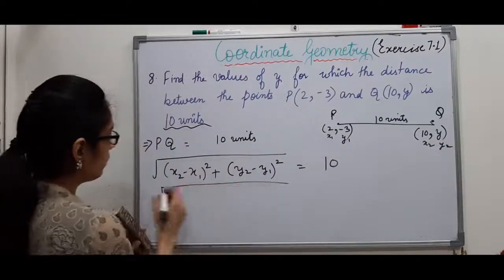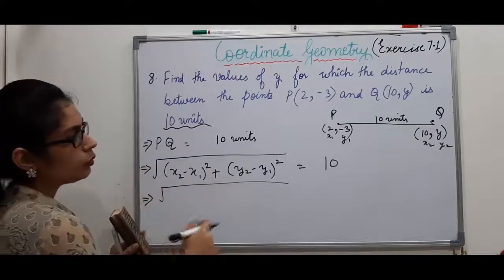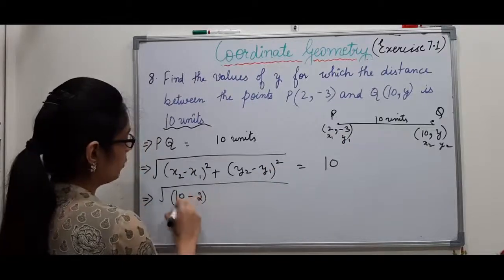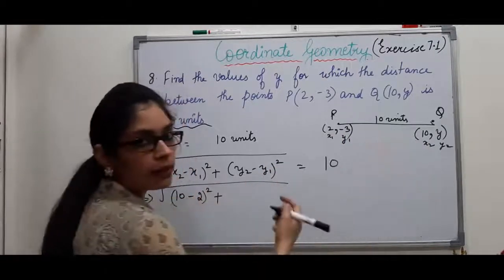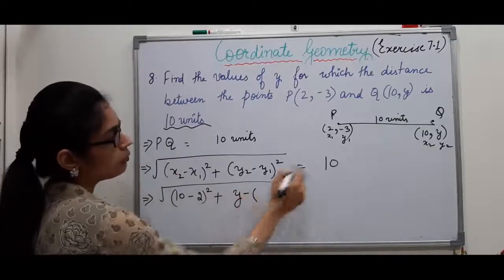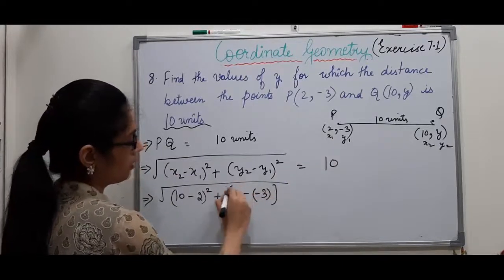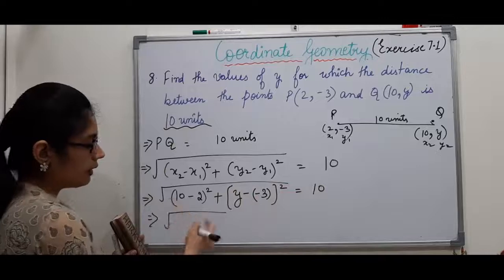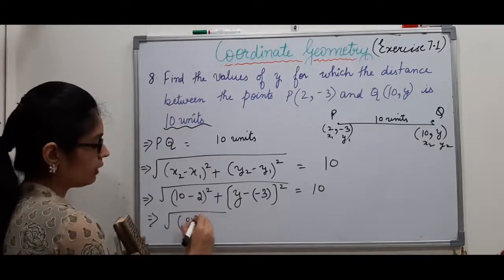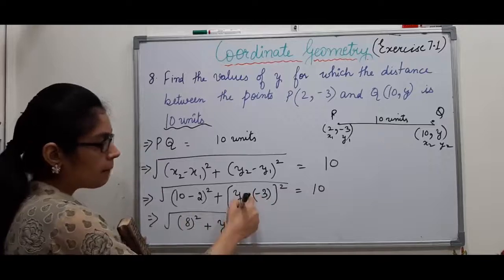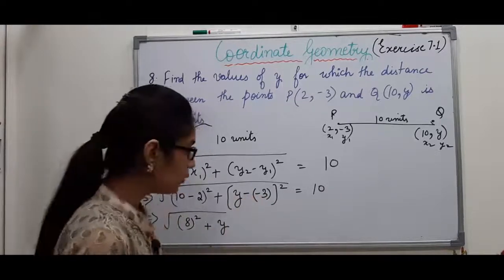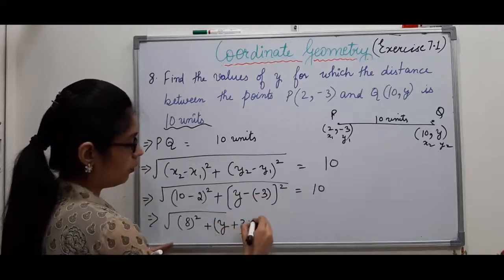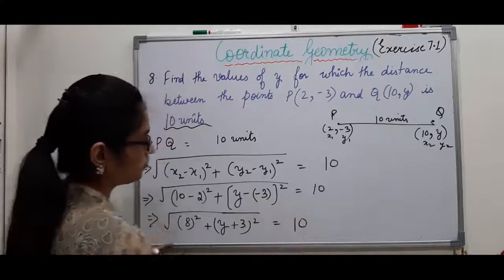So we'll just substitute the values. x2 is 10 minus x1 which is 2 whole square plus y2 is y minus y1 is minus 3 is equals to 10. Now 10 minus 2 it is 8 whole square of 8 plus y minus and minus, 2 signs together we have to make it one sign. So minus and minus it is plus 3 whole square is equals to 10.